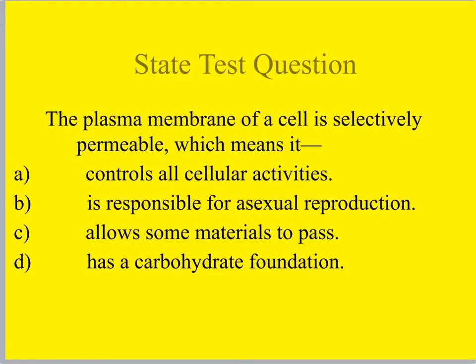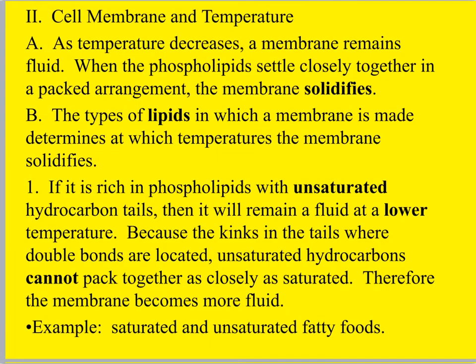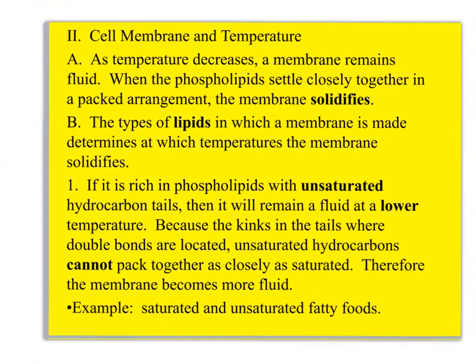Okay, so the plasma membrane of a cell is selectively permeable, which means it, hopefully you picked, allows some materials to pass because it selects what can pass. Okay, so the cell membrane and temperature.